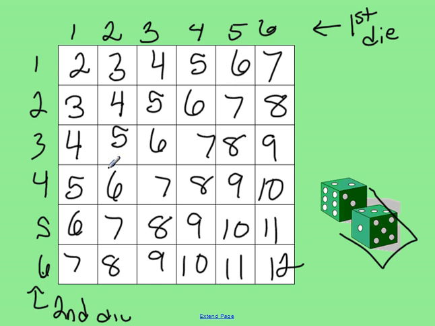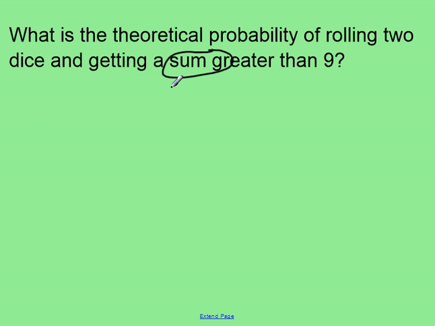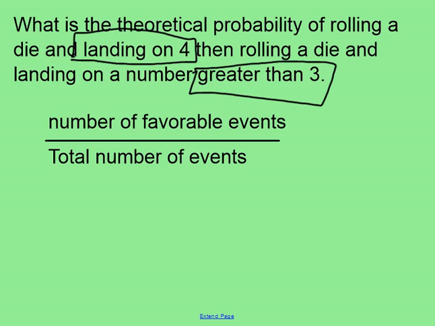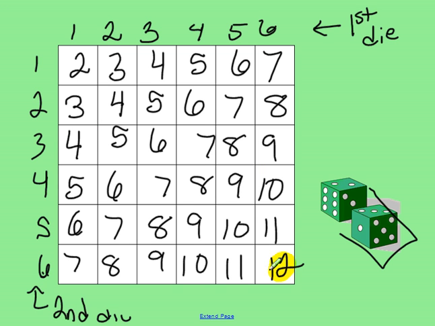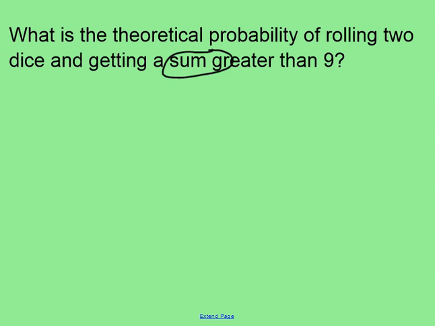If you remember, the problem we're looking at says, what's the probability of getting a sum greater than 9? If we go back here, I want to look for the numbers that are greater than 9. So I've got 12, 11, 10. And I'm not going to highlight 9 because 9 isn't greater than 9. Now I have to count them up. So I have 1, 2, 3, 4, 5, 6 numbers that are greater than 9. And it's out of 36 total. So 6 out of 36.